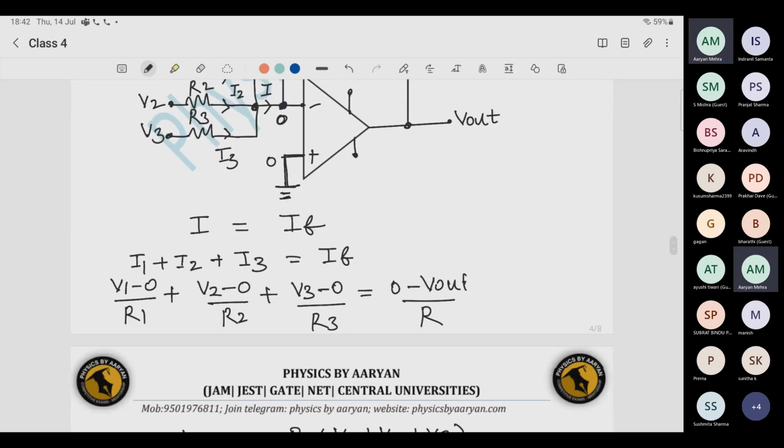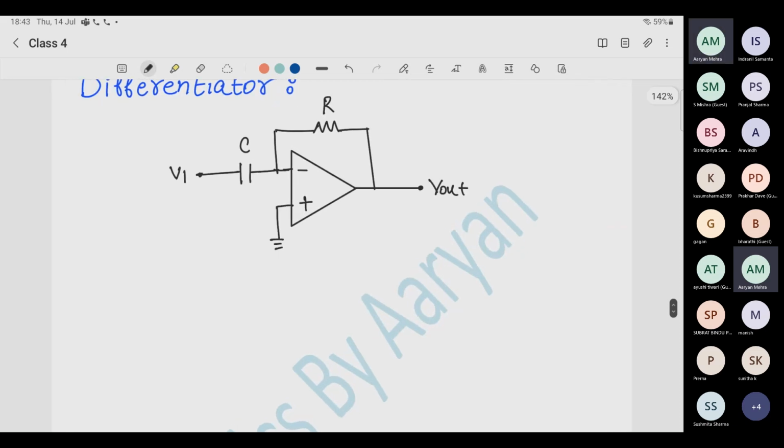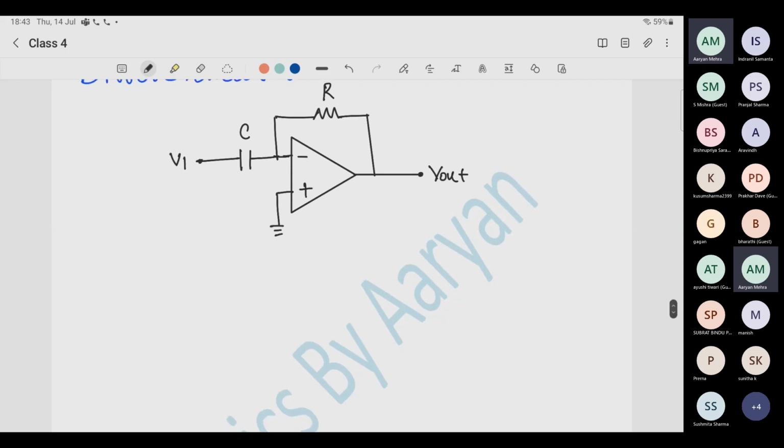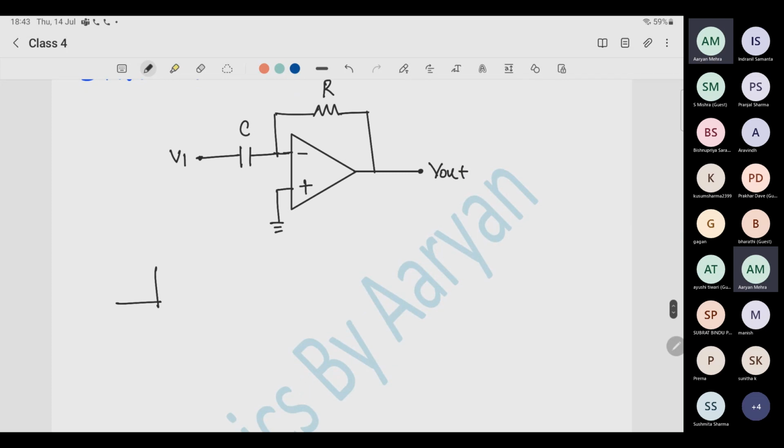Okay, absolutely great. Then comes the differentiator. Let's say I have some input signal and I differentiate it. So let's see the diagrams, meaning how the input signal will look and what the output signal will be then. We are trying to differentiate it. So the first question I have for you: if I give this square input and I differentiate it, what will my output be?